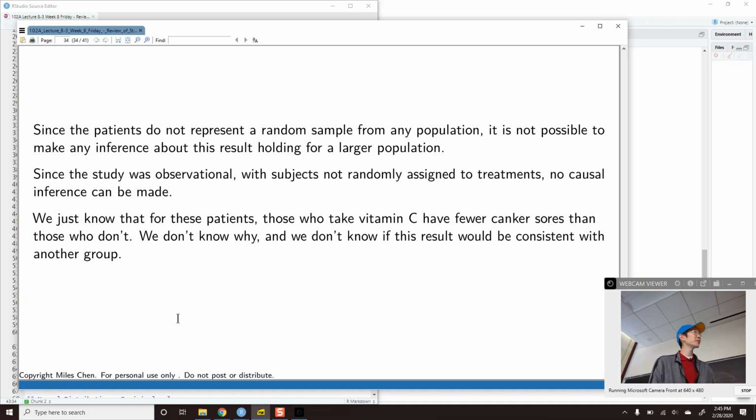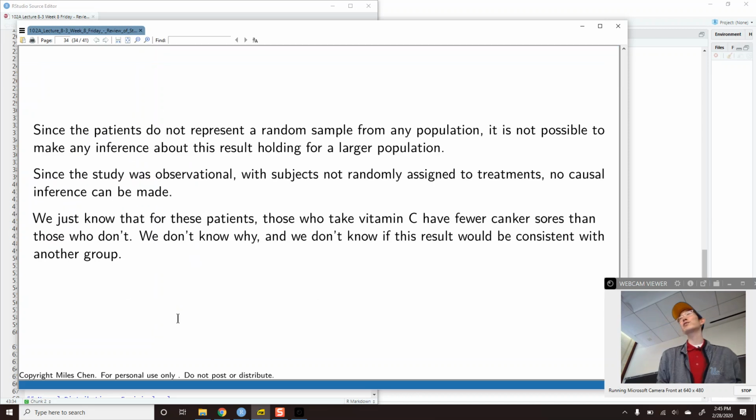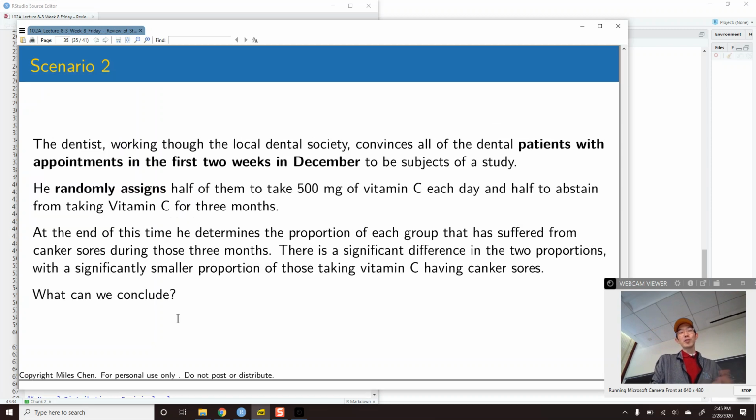So we just know that for these patients, those who took vitamin C have fewer canker sores than those who don't, okay? We don't know why, and we don't know if this would be consistent with another group. We can't just generalize to the greater population. Now, you might be able to say those who made appointments in the first 2 weeks of December are representative of everyone else. That would be kind of a big assumption to make, and then you might be able to generalize, but in general, it's not a random sample, right?